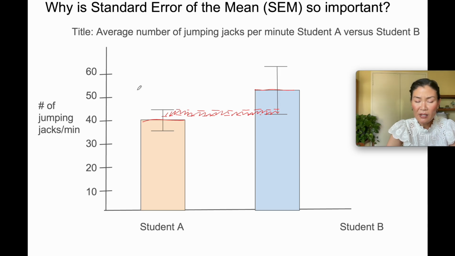So in science, in biology, when we see these two SEM bars, these standard error of the mean bars, if there's overlap, then we say that there is no statistically significant difference between the two groups.